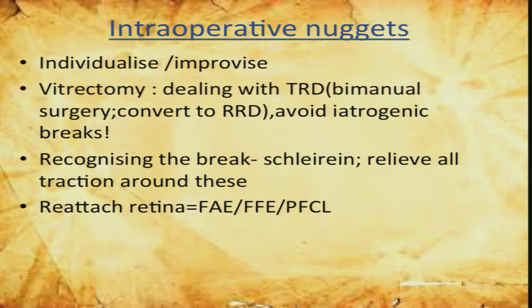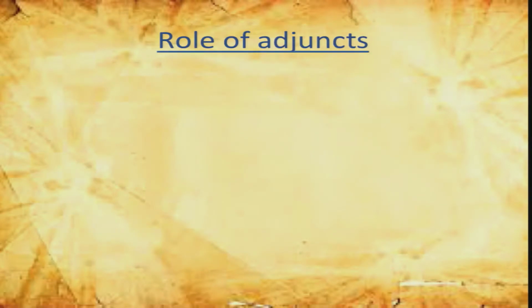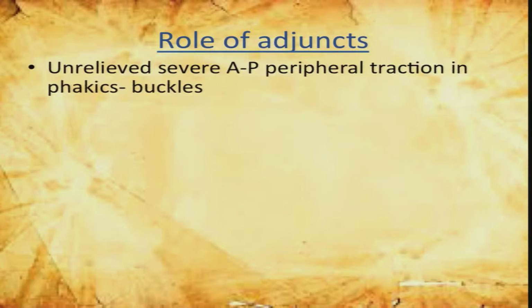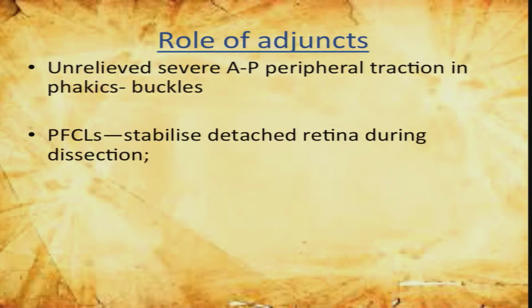Reattaching the retina is the next step. You may use either fluid-air exchange or a fluid-fluid exchange or a perfluorocarbon liquid to do that. And then endolaser and appropriate tamponade. Role of adjuncts: if there is unrelieved severe anteroposterior peripheral traction, particularly in a phakic eye, one may use buccal. This is again an individual choice.